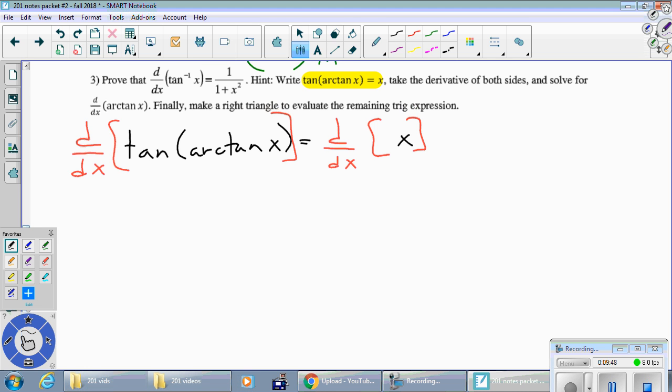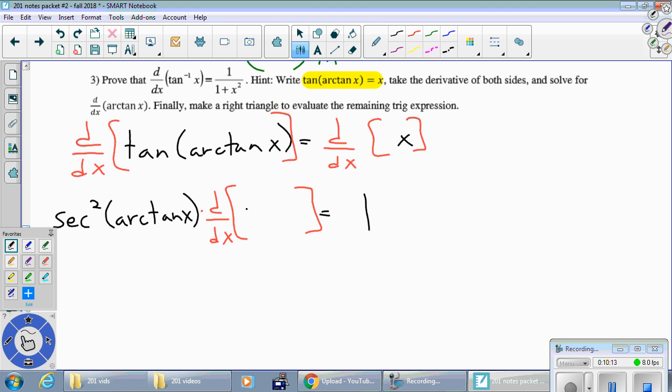As usual, the right-hand side is easy, and the left-hand side is where the difficulty is. Okay, left-hand side is tan of some stuff. The derivative of tan of some stuff from a previous class is secant squared of that stuff, and then times the derivative of the stuff. And the stuff in this case is arctan of x.